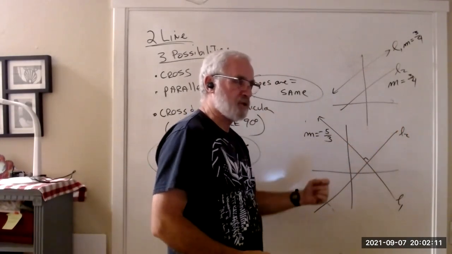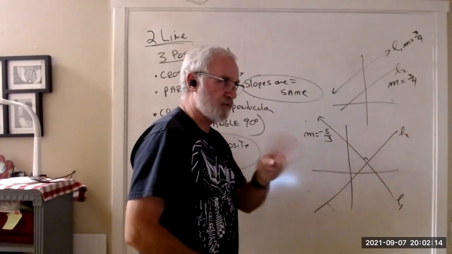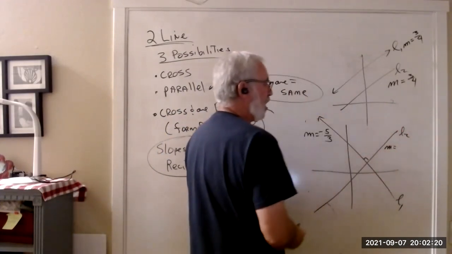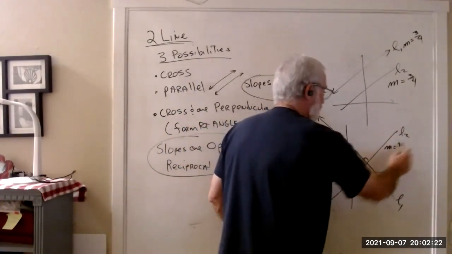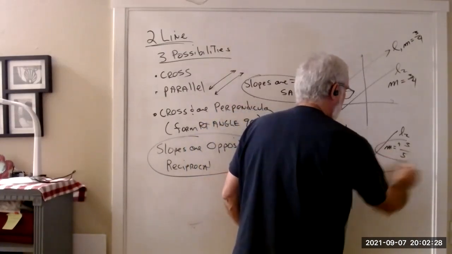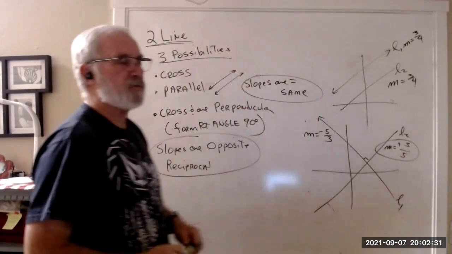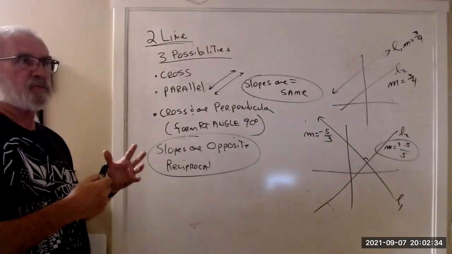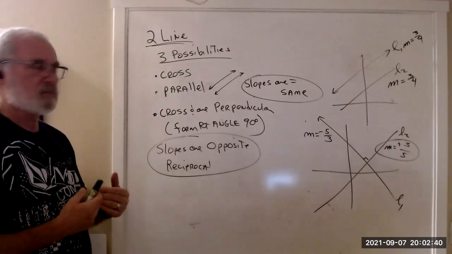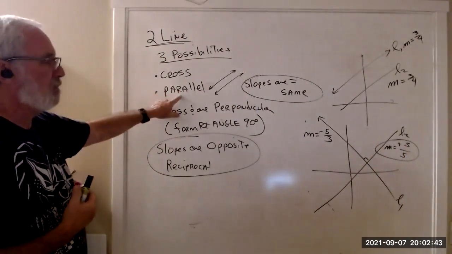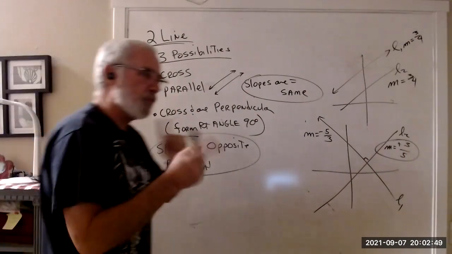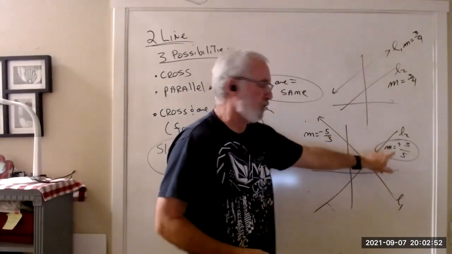It's got to be the opposite reciprocal. Two things have to change. So this line's slope would be the opposite. If this is negative, this is positive, and the reciprocal is 3/5. So we're going to take advantage of those two concepts to do some more finding the equation of a line stuff. Parallel means the two slopes are the same. Perpendicular means the two slopes are opposite reciprocals of each other.